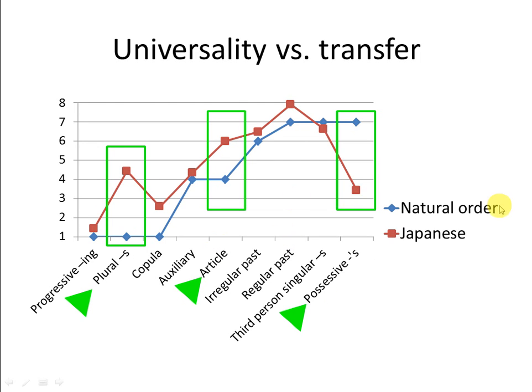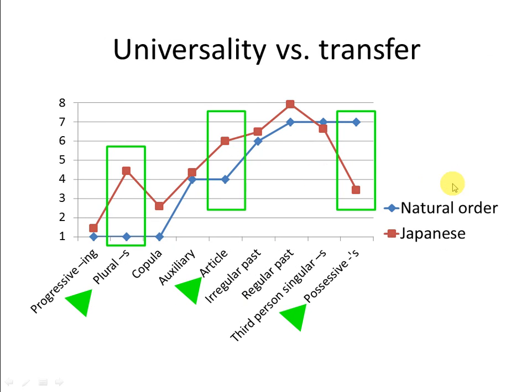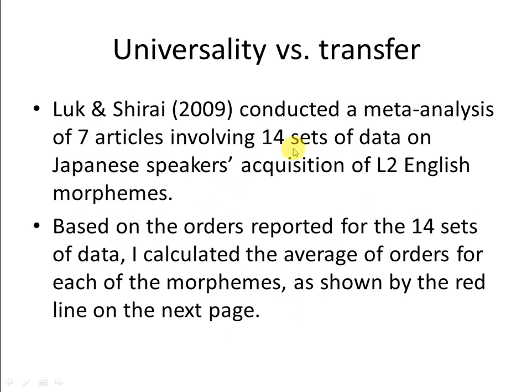And the blue line indicates the order in the natural order as proposed by Krashen. So progressive ing, plural s, and copula, these are acquired first, and auxiliary and article are acquired next, and irregular past is acquired after that, and regular past and third person singular s and possessive s are acquired last. Okay, so this blue line is the same thing as this. And this red line indicates the average order of these 14 sets of data on Japanese speakers' acquisition of L2 English morphemes.